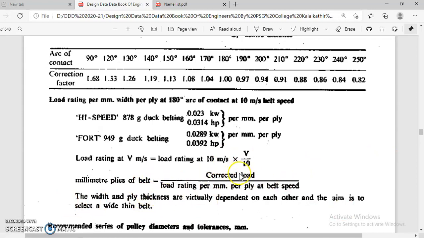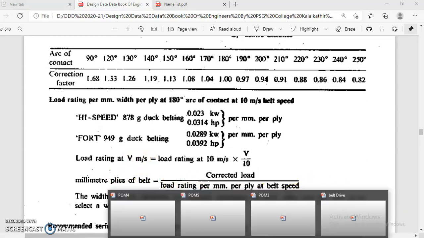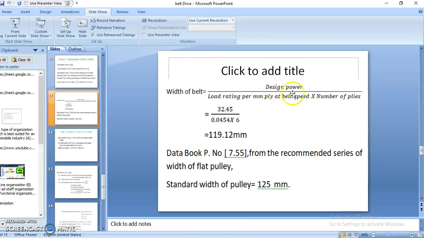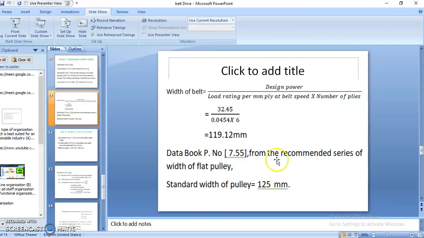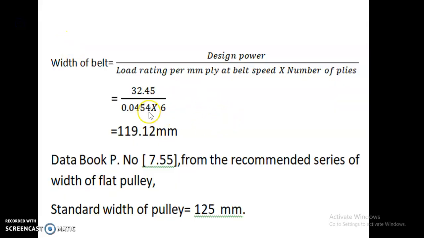Width of belt equal to corrected load. Corrected load is the design power divided by load rating at V meter per second. Load rating at belt speed is load rating at V meter per second into number of plies. So belt width is design power divided by load rating per mm ply at belt speed into number of plies. Design power is 32.45 divided by load rating at V meter per second, 0.0454, into 6, number of plies 6, that is equal to 119.12 mm.